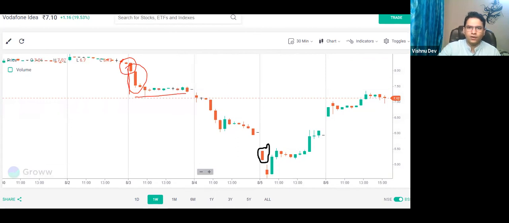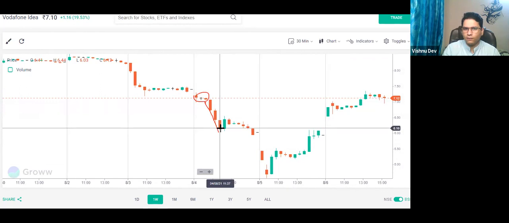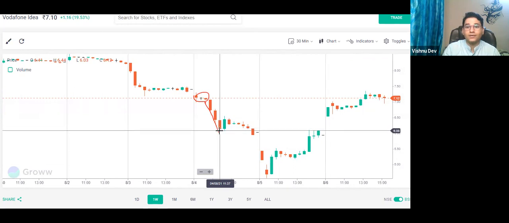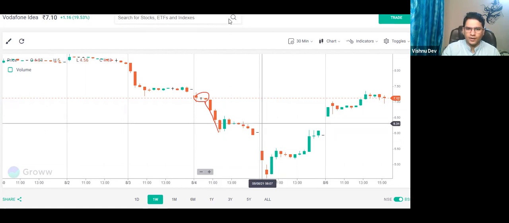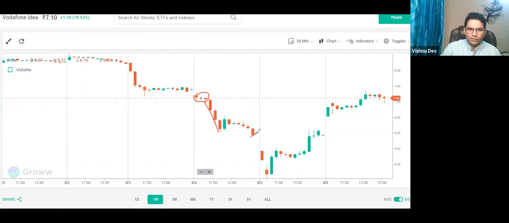Now on 4th of August, when it started it was almost consolidating, but again it fell. What's the lowest price? 6.10. So it's around 6, 6 point something. It fell till 6, but again it consolidated. So I can say even if it was falling, it was consolidating.